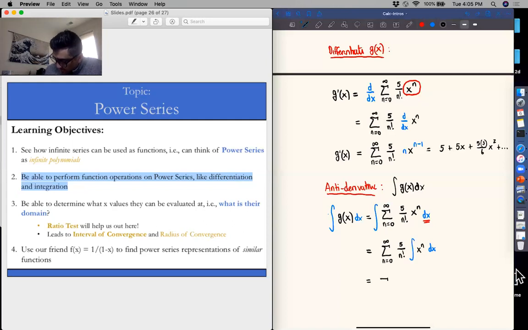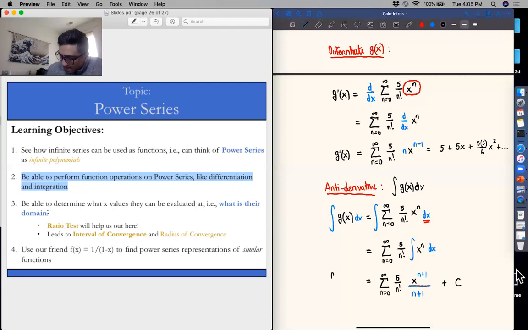which in this case, we can write as the series summation 5 over n factorial, n equals 0 to infinity. When we take the antiderivative of x to the n, we're going to get x to that power plus 1 divided by that power plus 1 as well. So we get x to the n plus 1 all over n plus 1. And since this was an indefinite integral, we also get to tack on an integration constant.